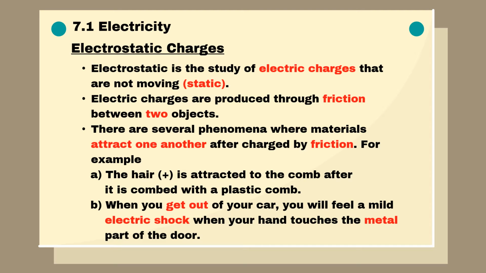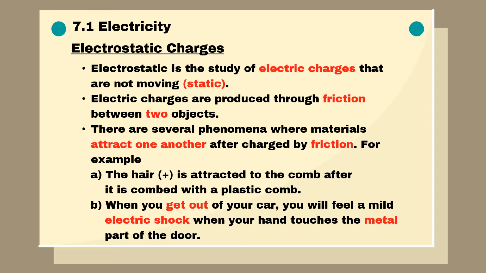Electrostatic charges. What is electrostatic? Electrostatic is the study of electric charges that are not moving, which means static. Electric charges are produced through friction between two objects. There are several phenomena where materials attract one another after being charged by friction.